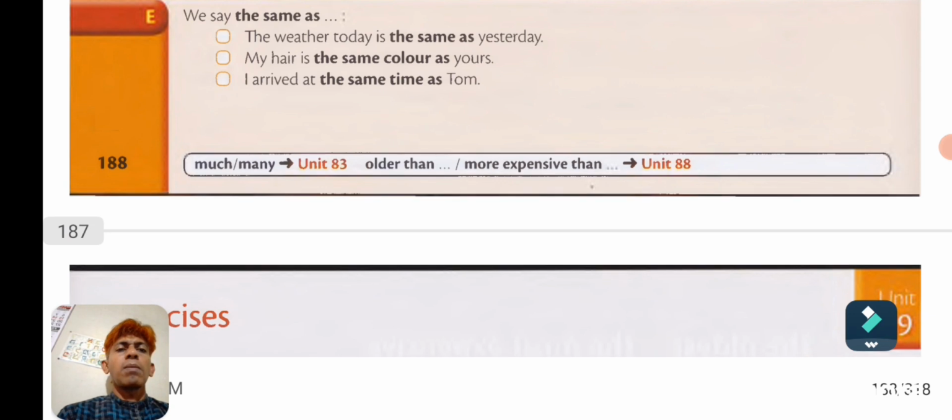Okay. Part E. We say "the same as." First one: the weather today is the same as yesterday. Next one: my hair is the same color as yours. Next one: I arrived at the same time as Tom.